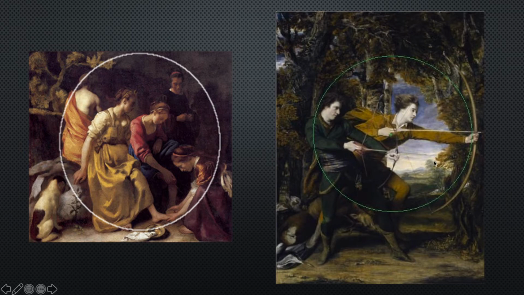We've got not only the space of the trees creating that circle, but we've got the bow curving along the outer edge of that circle. This one kind of repeating or mimicking that circle shape. Even the edge of this guy's arm and the tilt of his head completing that circular form.